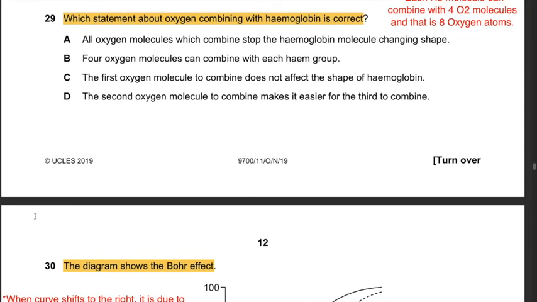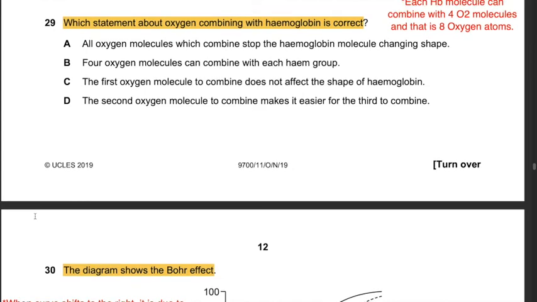Question 29. Which statement about oxygen combining with hemoglobin is correct? A. All oxygen molecules which combine stop the hemoglobin molecule changing shape. That is incorrect, as when an oxygen molecule combines, each combination will cause the hemoglobin molecule to change to favor the next oxygen molecule to bind with it. Therefore, A is incorrect. B. 4 oxygen molecules can combine with each heme group. That is incorrect, as 4 combines with 4 heme groups due to 1 combining with 1 heme group. Hence, answer B is incorrect.